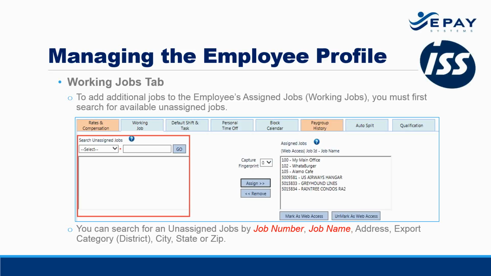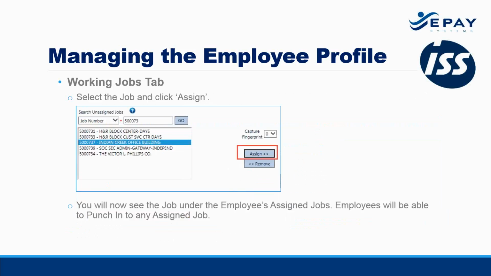Now, in that search area, you can hit the little drop-down to select and pick job number. Key in the job number in the field to the right, and once you do that, click on Go, and the system will actually list all the jobs that match the criteria based on your search selection. Once you've done that, you then have the ability to go forward and add those jobs over to the right-hand side. And that means you pick the job you want, hit assign, and that job number will then appear under the employee's assigned jobs. Now the employees are able to punch in and out to any of those assigned jobs, and this is instantaneous.